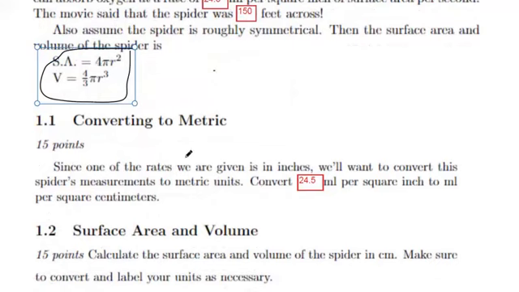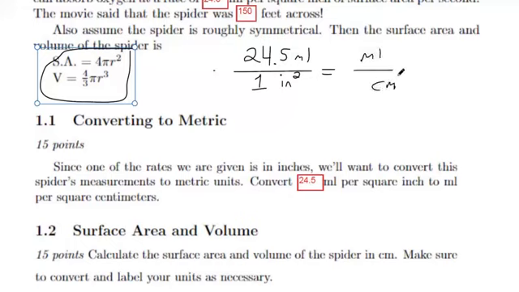Okay, so since one of the rates we were given is in inches, we'll want to convert this spider's measurement to metric units. So our first goal is to convert 24.5 milliliters per square inch. Here, I'm going to write that out. That's 24.5 milliliters, and then they say per square inch. So that means it's for 1 square inch. That's how you'd write that with units as a fraction. We want to write its equivalent in milliliters per square centimeter.